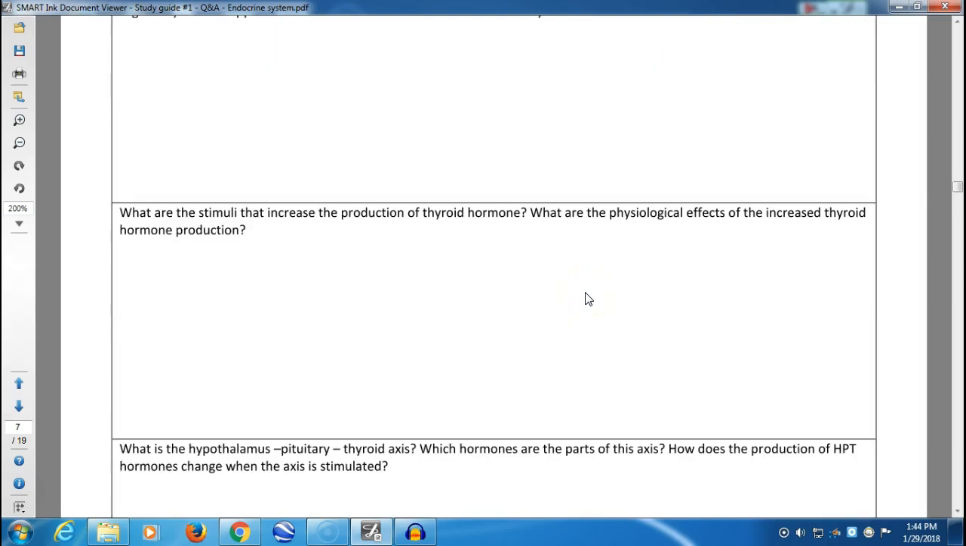Stimuli. What stimulates production of thyroid hormone? Low BMR. And what does it do to BMR? It increases it. Again, you have an axis, which consists of TRH in the hypothalamus, TSH in the pituitary, and thyroid hormone in the thyroid gland. Does that make sense? What effect will thyroid hormone have on TSH and TRH? It will inhibit them.